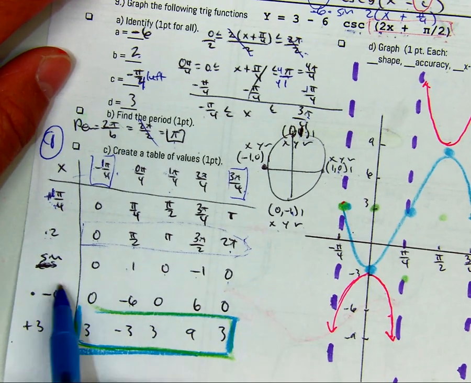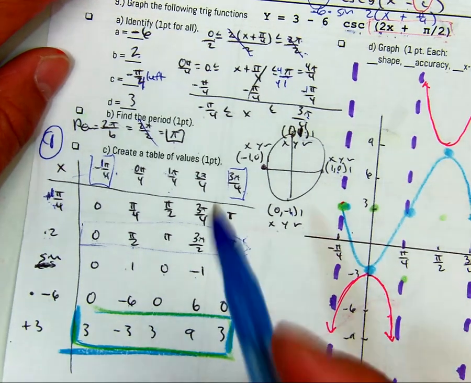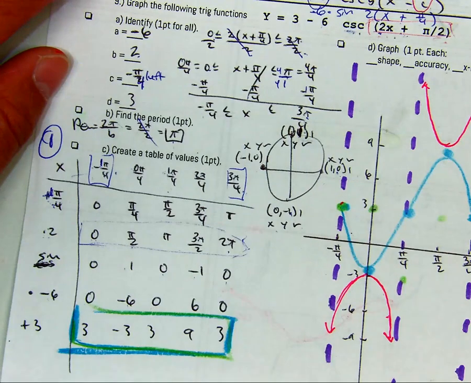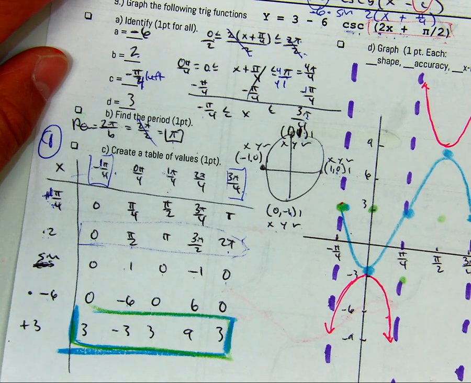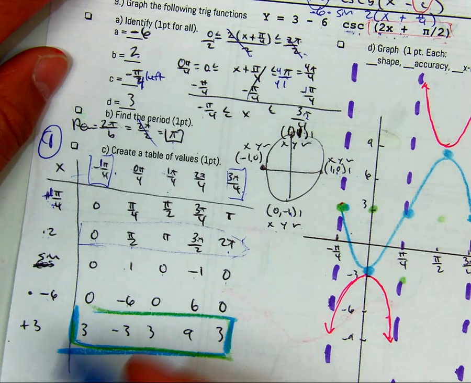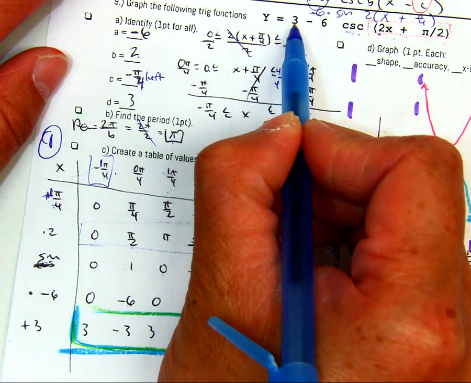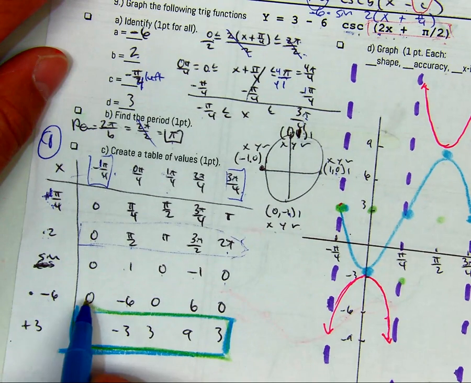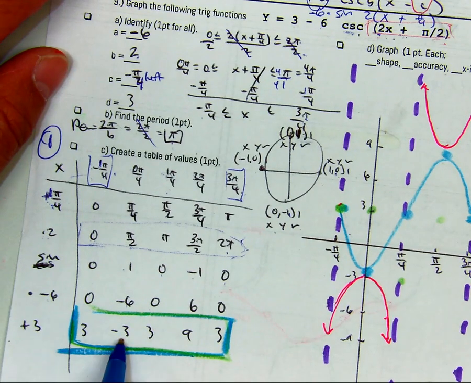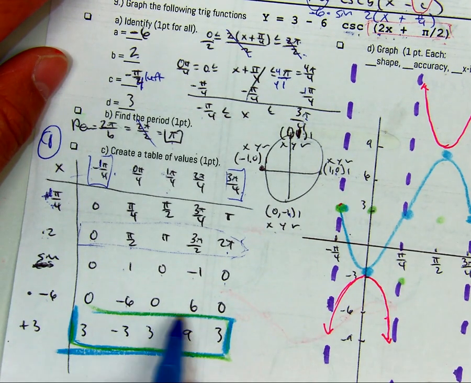Okay, what happens is your a value, because it's negative, it's basically flipping the graph over the x-axis. And this is a tricky part at the end. You are essentially adding 3 to each of these. So 3 plus 0 is 3, 3 plus negative 6 is negative 3, 3 plus 0 is 3, 3 plus 6 is 9, 3 plus 0 is 3.